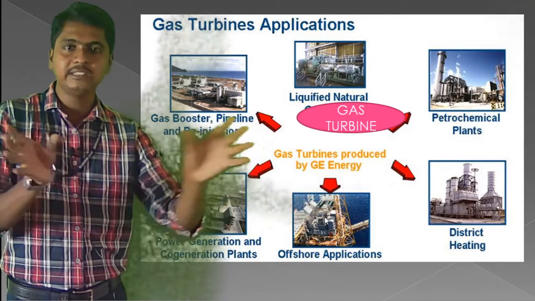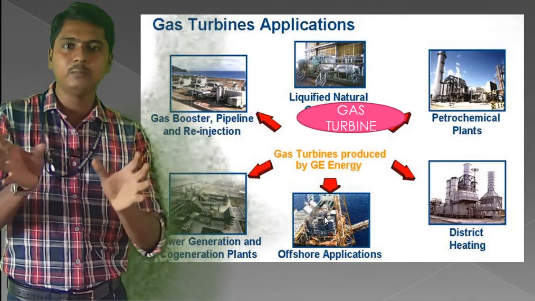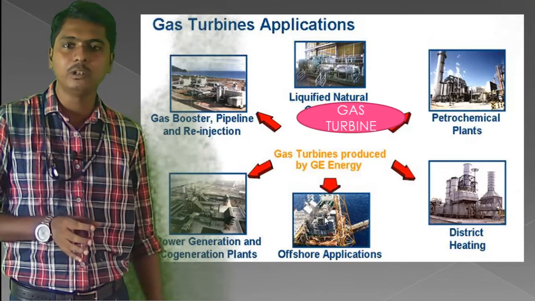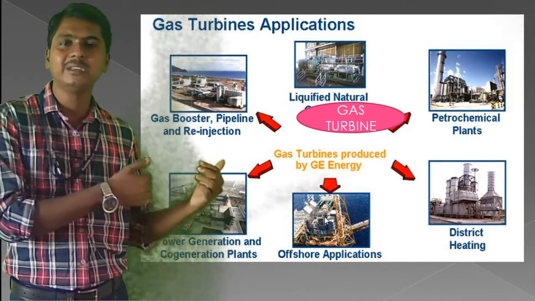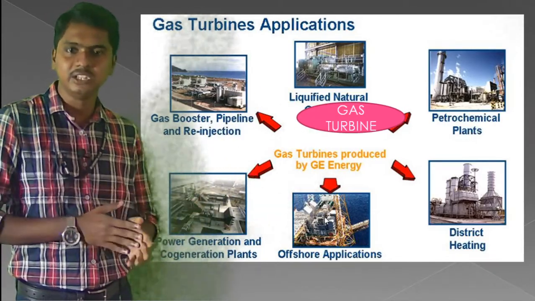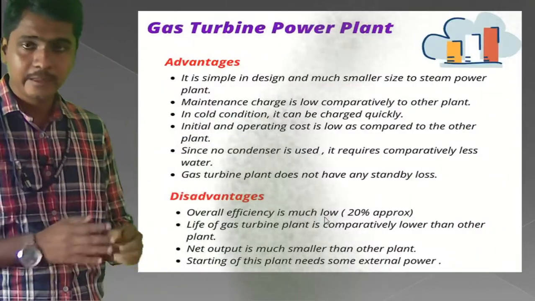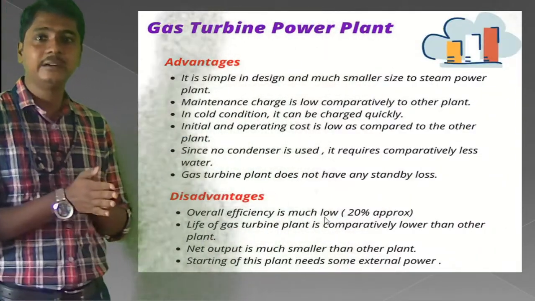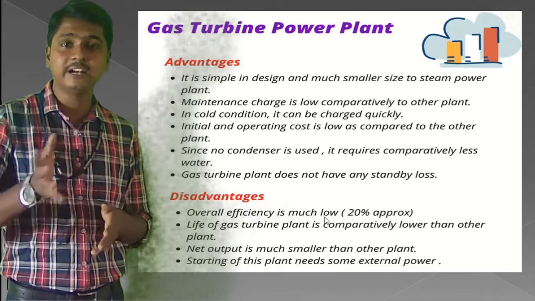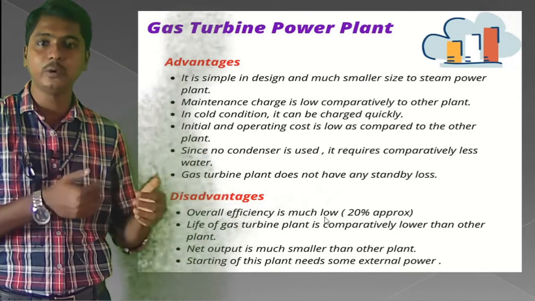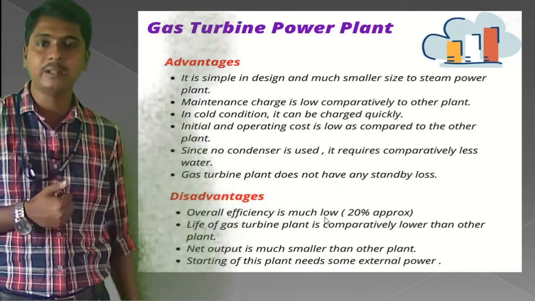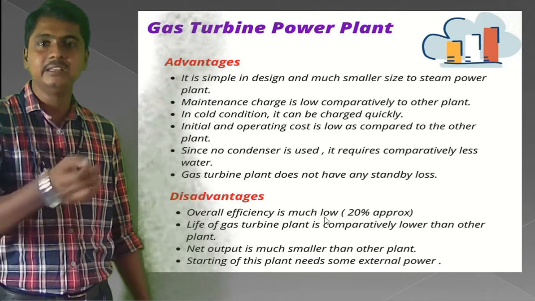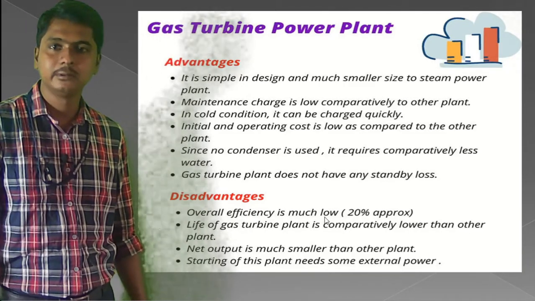So as a cogeneration, this gas turbine plant and petrochemical plants will work together. Like this, it has lots of applications in industries. Now coming to the advantages and disadvantages. What is the advantage? The floor space required, as compared to a steam power plant, will be very less in the case of a gas turbine power plant.